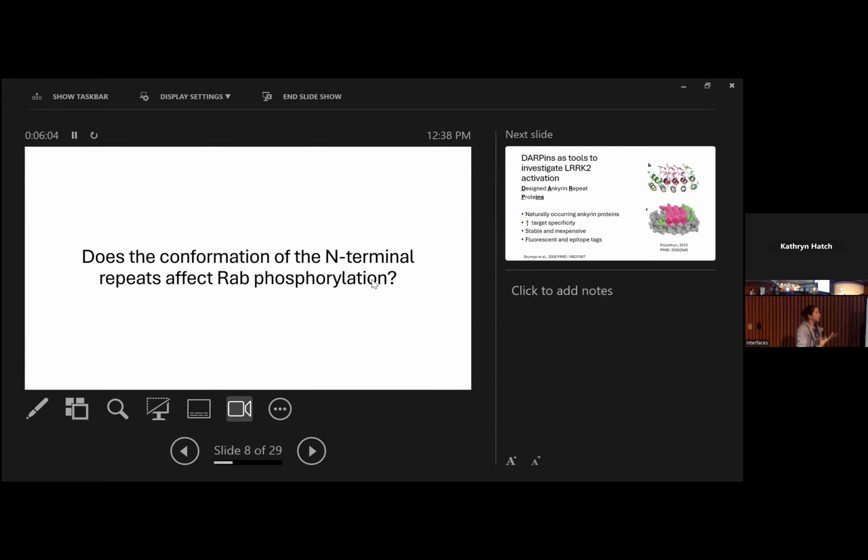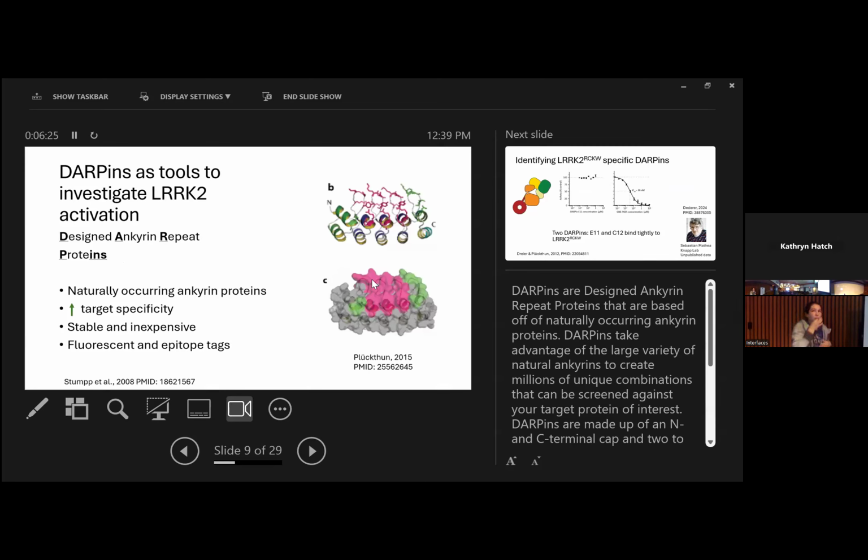And so based on that kind of structural data, our lab came to this hypothesis that those N-terminal repeat domains may be important for RAB phosphorylation, and it might be that release of what we're calling autoinhibition, where that arm is across the kinase domain, might be important for RAB phosphorylation. And so, to do this, we are using these tools called DARPins to look at specific conformations of LRRK2.